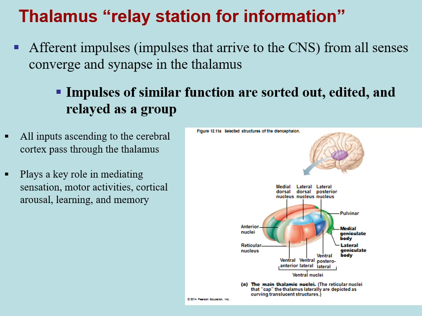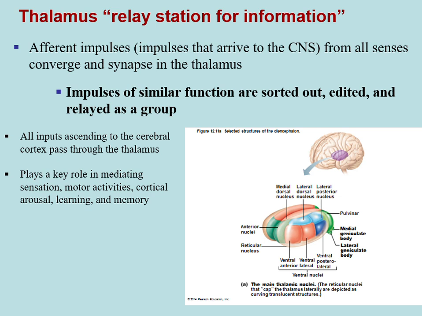It's going to receive afferent or sensory impulses that arrive at the central nervous system from all of our different senses, and they converge and synapse and come to the thalamus. It kind of acts like the train station for our brain, receiving information and deciding where to send it before it can be converted or integrated into a motor output.